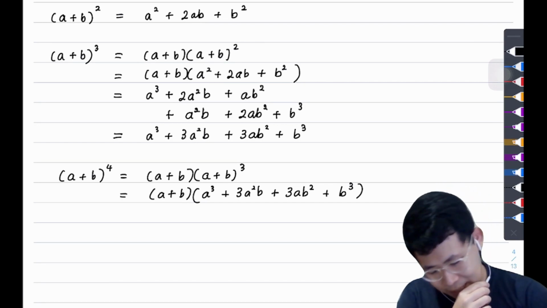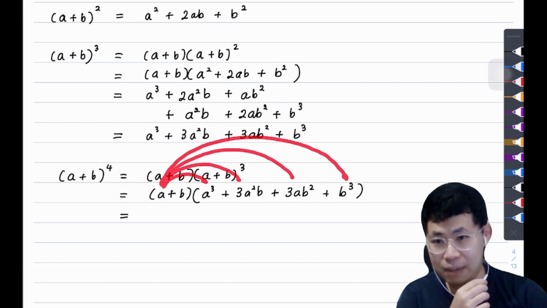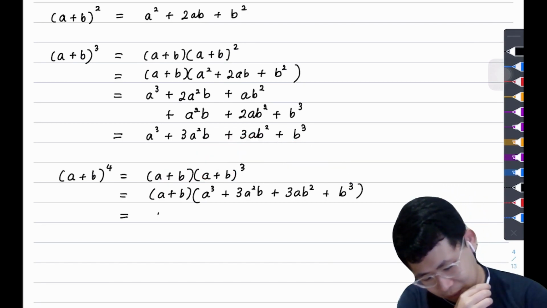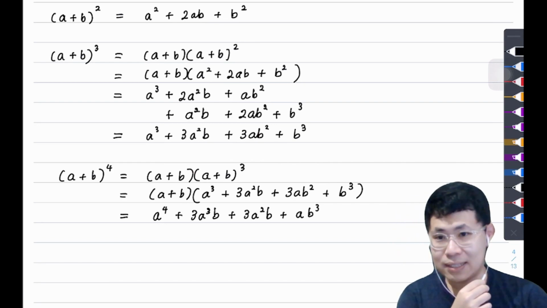Okay, so let's slowly expand this. Now a, I'm going to expand to 4 terms, correct? So a times a cubed would give me a power 4, and I have a 3a cubed b plus a 3a squared b plus an a b cubed, like this.